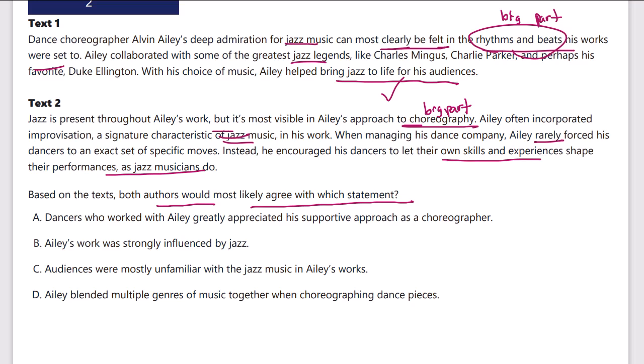Dancers who worked with Ailey greatly appreciated his supportive approaches. No, I don't know what dancers appreciated, right? That's a typical wrong answer. I can't get into the head or mind of a dancer, so that's not right. Ailey's work was strongly influenced by jazz. There we go. Yes. Whether it's the rhythms of the beats or whether it's the choreography, it is jazz. That's the common factor to all of it. So that's our answer. That's our minor idea. That's the right answer. And that's typically the situation.